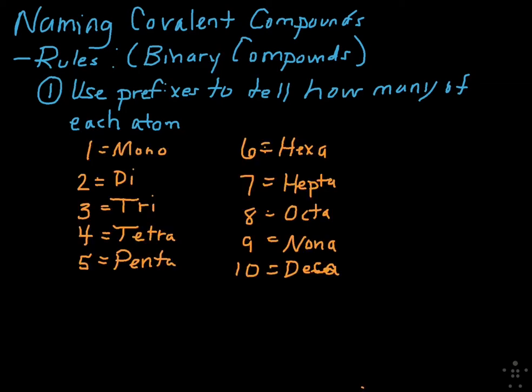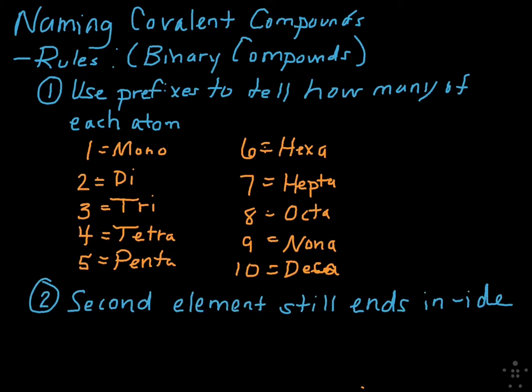Here are those prefixes, and you may want to actually write these down if you haven't been writing down notes yet, because you do have to memorize these. Okay? So 1 equals mono, 2 is di, 3 tri, 4 tetra, 5 penta, 6 hexa, 7 hepta, 8 octa, 9 nona, and 10 is deca. The second part of the rules is that the second element still ends in IDE, just like you're naming an ionic compound.